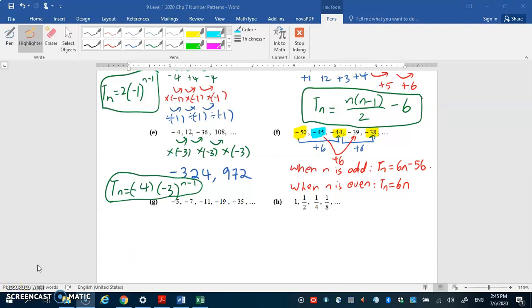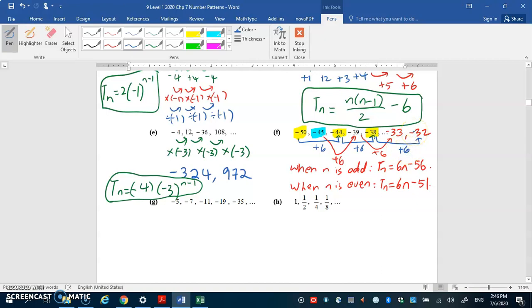So negative 45 minus 6 will be negative 51. So when n is even, my general form is Tn equals 6n minus 51. Okay? Anyway, the next two terms are going to be negative 33 and negative 32. Why? Because over here I must plus 6 to get this number, and then from negative 38 over here, I must plus 6 to get negative 32.